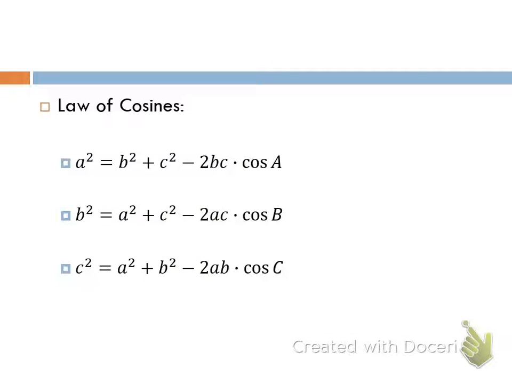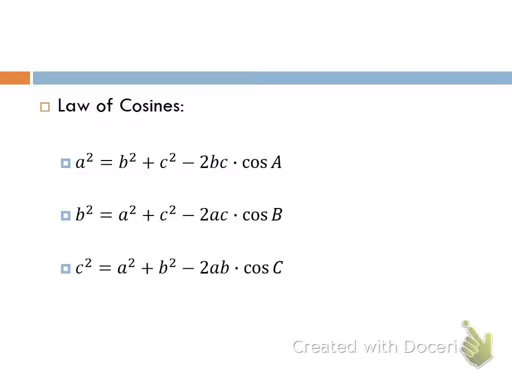Law of cosines gives us three different equations. You will probably notice a pattern. They're all pretty similar to each other. First, a squared equals b squared plus c squared minus 2bc times cosine of A. I won't read all of them out.